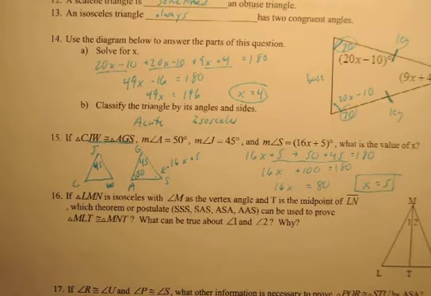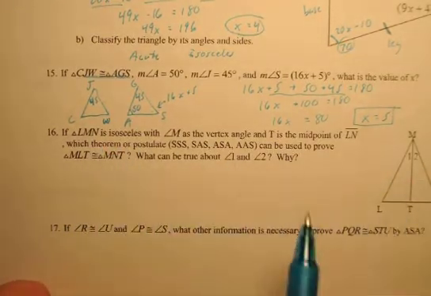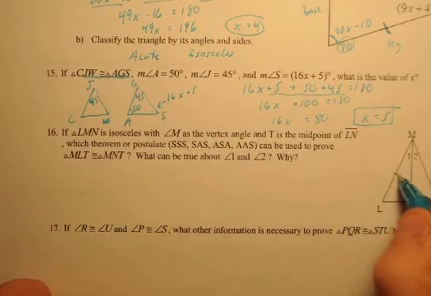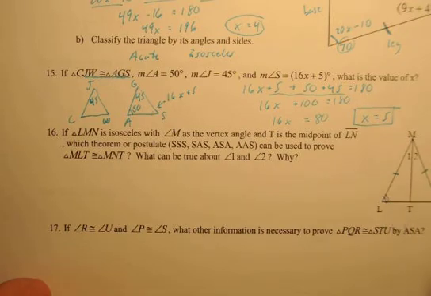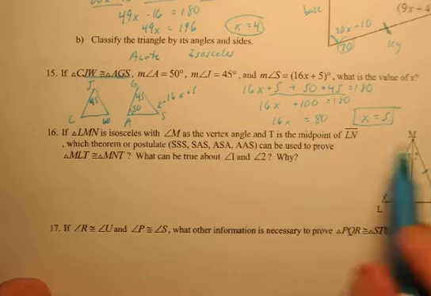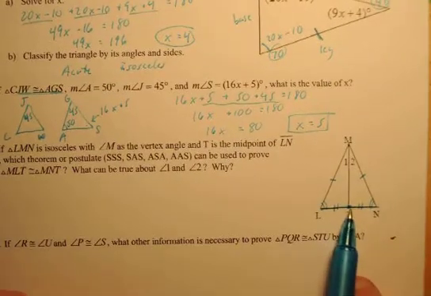Alright, cool. Next, if this is isosceles, we can go ahead and put some marks in here. If this is an isosceles triangle, we know that that's the same as that. M is the vertex. We know that this angle is the same as this angle. It also says T is the midpoint of LN, so if this segment has a midpoint, it makes this length the same as this length, because T is the midpoint.